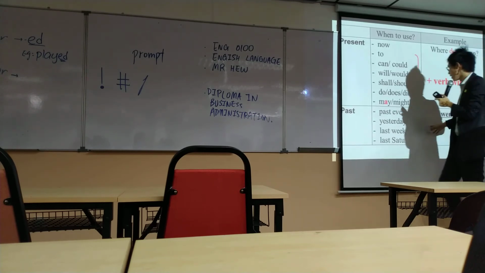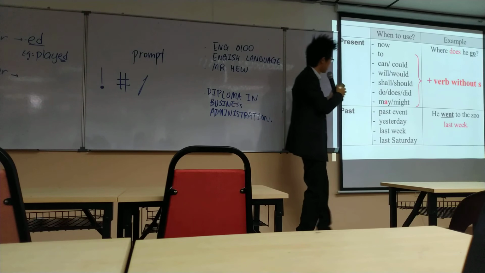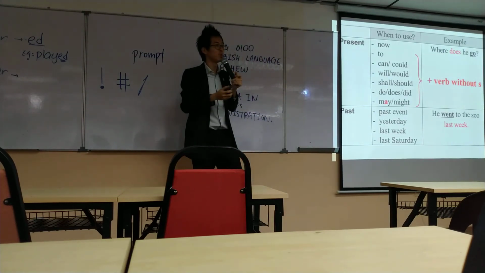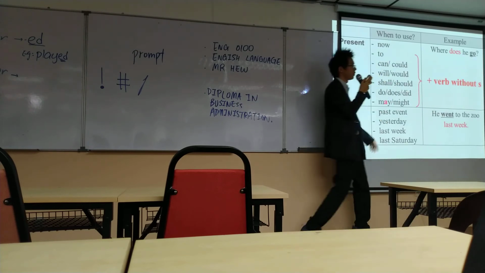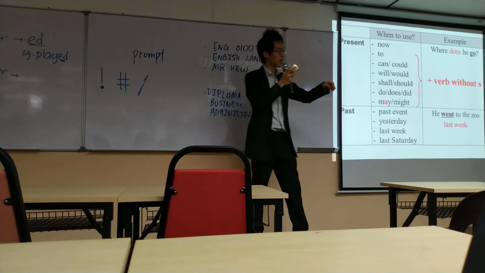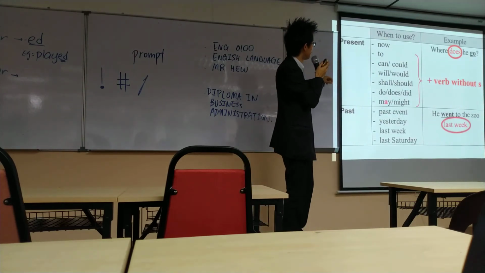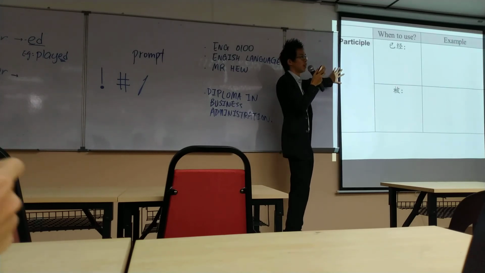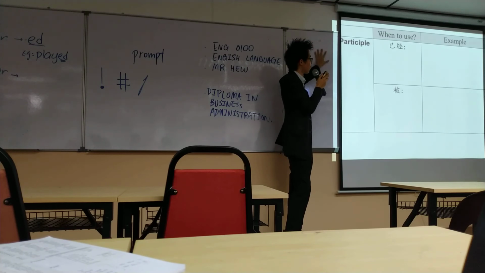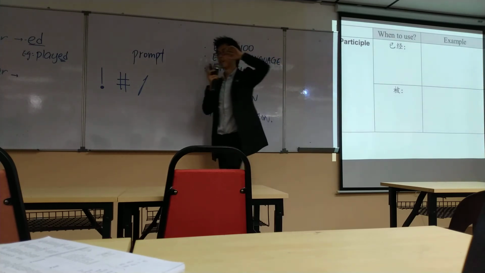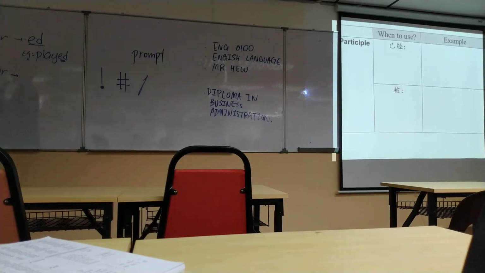For past tense, very easy. Past event: yesterday, last week, last Sunday. He went to the zoo last week. So the keyword is last week. So I put that. Okay? One more thing you need to add on, sorry I didn't type it, which is participle. Participle. Like go, went, gone. What is the function of gone? Or eaten: eat, ate, eaten. How do you use eaten?